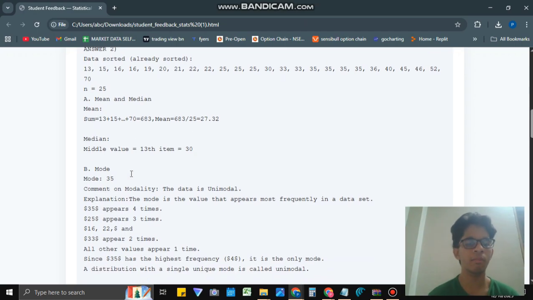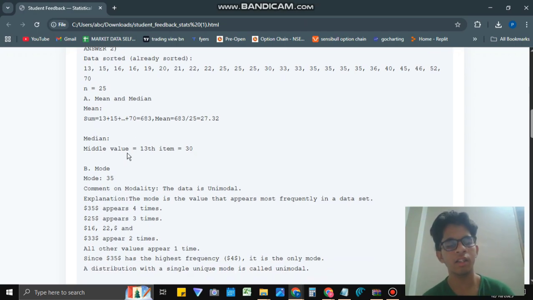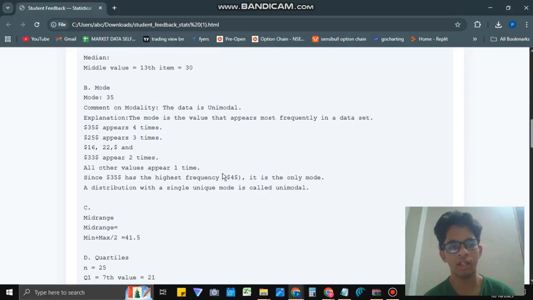This is our mean, and the median is the middle value. 25 is an odd number, so we add 1, which gives 26, divided by 2, which is the 13th item, and that is 30. So 30 will be the median of our data set.